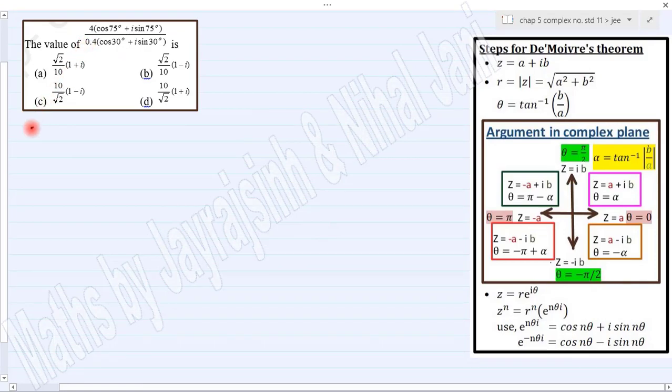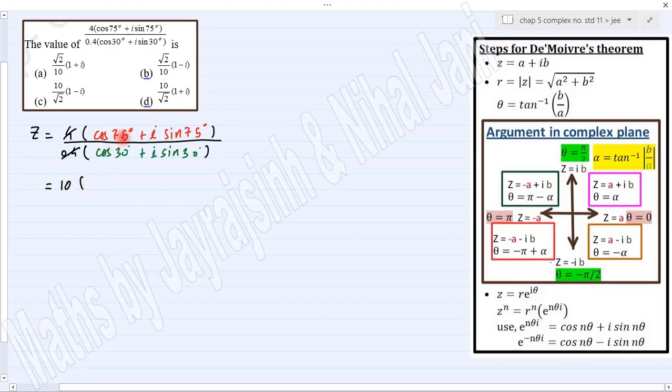In this question, we have to find a complex number z, which is equal to 4 into (cos 75 degree plus i sin 75 degree) upon 0.4 (cos 30 degree plus i sin 30 degree). Now here 0.4 and 4 can be simplified as 10, and in the numerator, if we convert polar form into the exponential form, we will get e raised to i into angle, which is 75 degree, and in the denominator, cos 30 plus i sin 30 can be rewritten as e raised to i 30 degree.